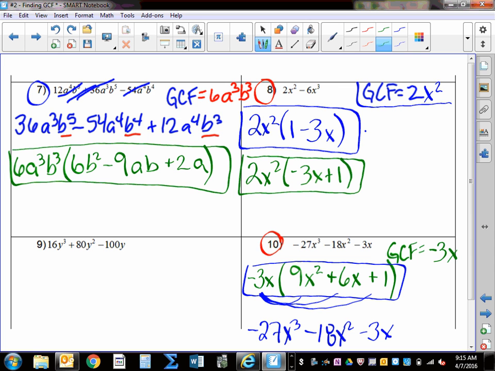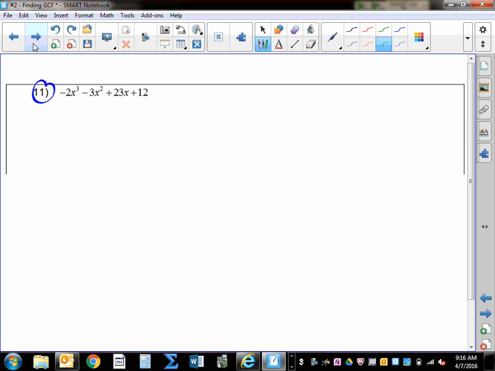Alright, number 11. First of all, questions on this? Alright, number 11. Is it in standard form? Yes. Is there a negative in front? That's the old negative. So he's going to be coming out. And taking a look at my numbers. What's my smallest coefficient? 2. Good, negative 2.